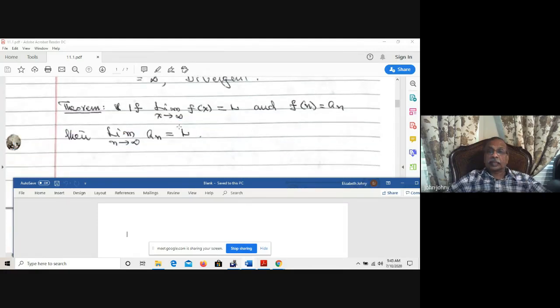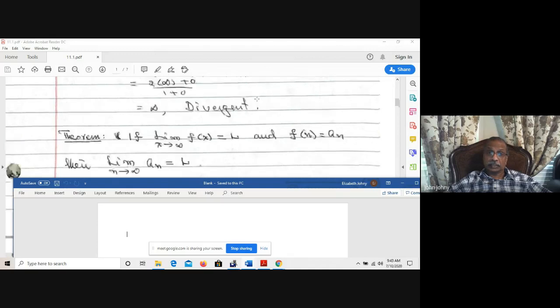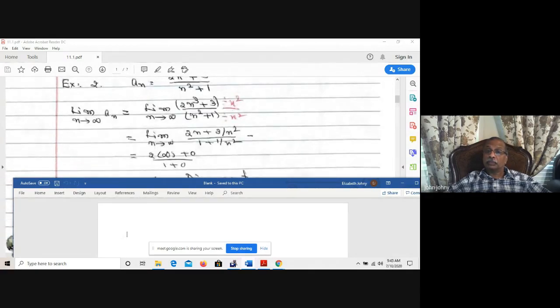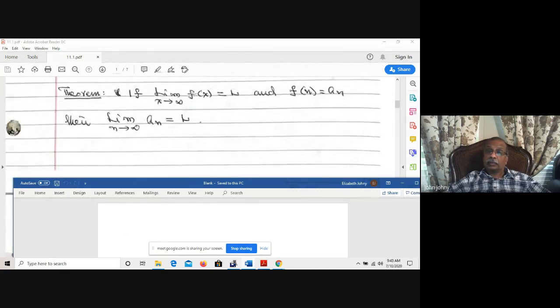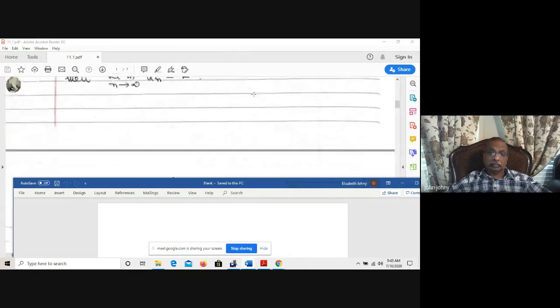Now, there is a theorem. If the limit as x approaches infinity of f(x) is equal to L, and f(n) is equal to an, then the limit as n approaches infinity of an is equal to L. So this is another way to find the limit. A sequence is not differentiable, but f(x) is differentiable. For f(x), you may apply L'Hopital's rule, but you cannot apply L'Hopital's rule directly to a sequence, because that function is not continuous. So this is a technique where you can apply L'Hopital's rule to find the limit.